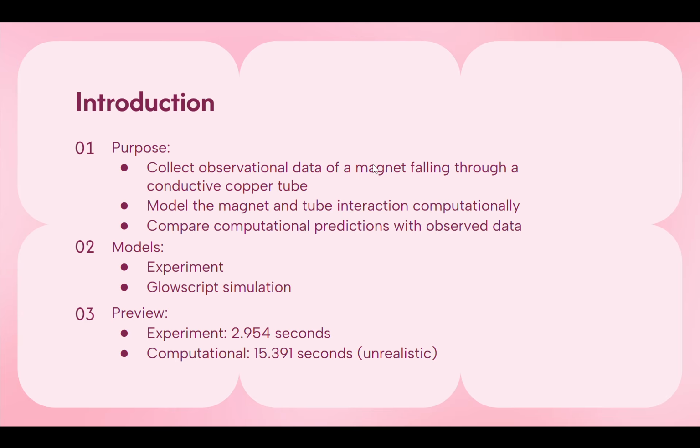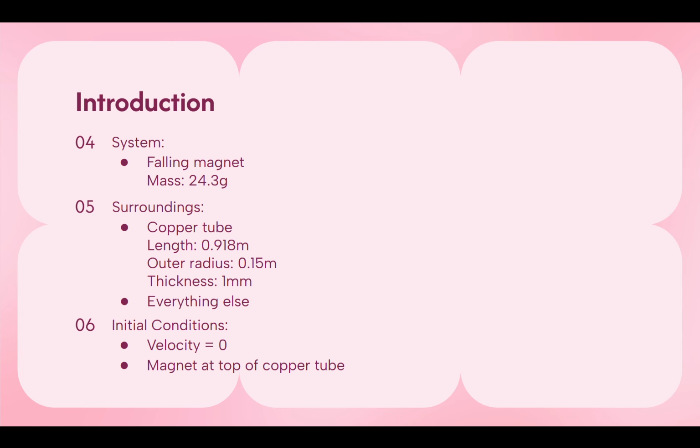The purpose of this lab is to collect observational data of a magnet falling through a conductive copper tube, to model the magnet and tube interaction computationally, and to compare the computational predictions with the observed data. The models used were the actual experiment and a Glowscript simulation. A preview of my results is that the time to fall in the experiment was 2.954 seconds, and the computational time to fall was 15.391 seconds.